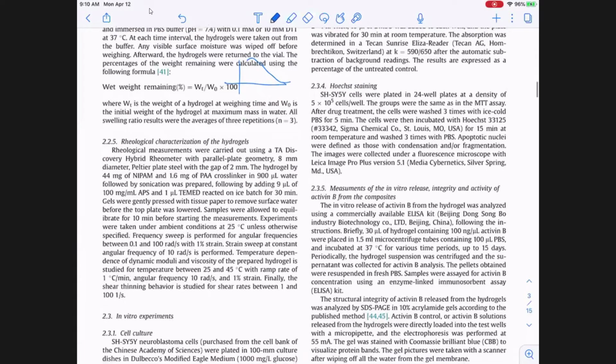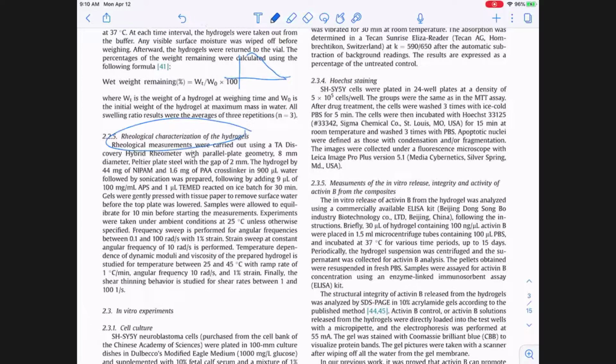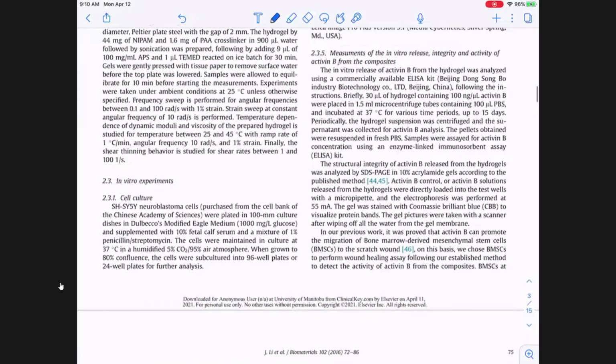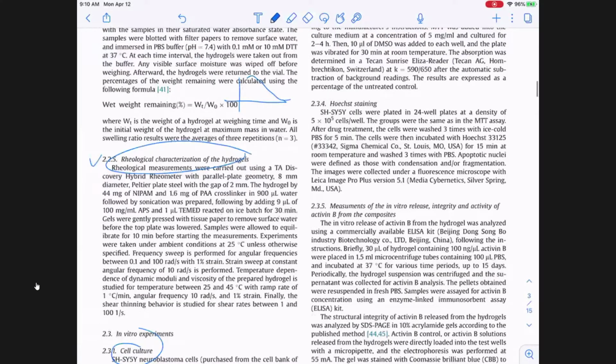Rheology testing, because hydrogel biomaterials are basically viscoelastic materials, so we need to do rheological testing of the hydrogel. Then cell culture work, right? What kind of cell culture? How do you do cell culture?